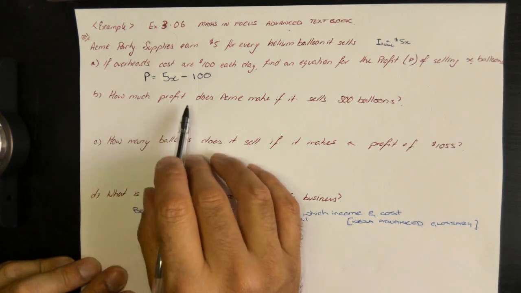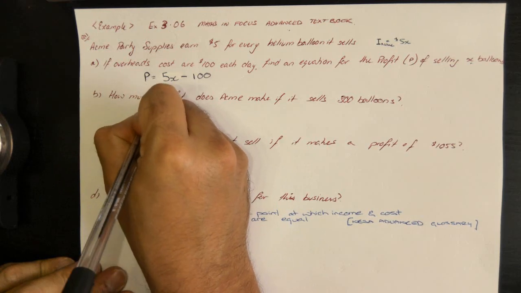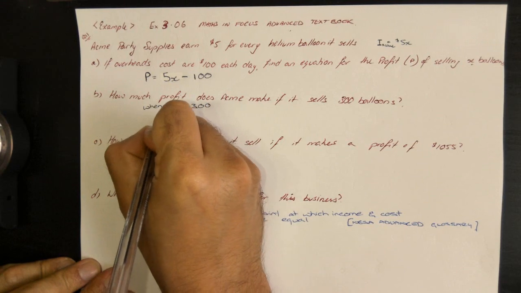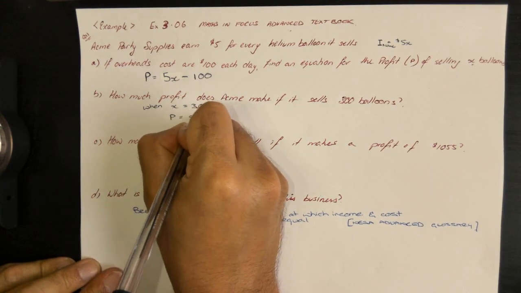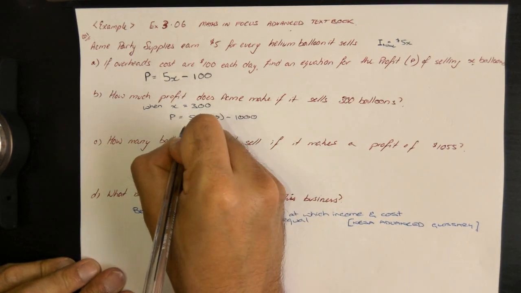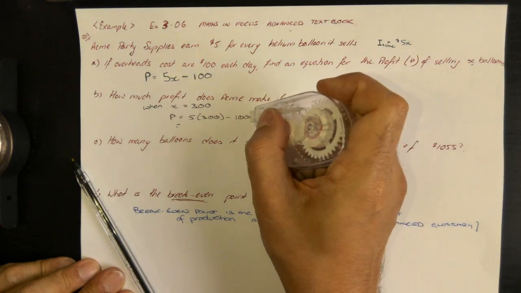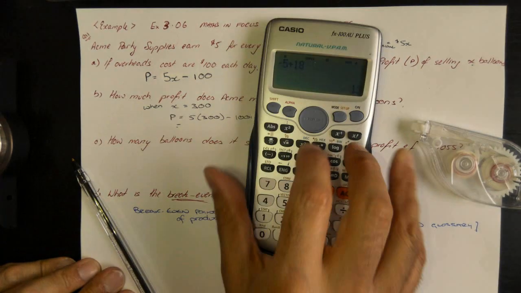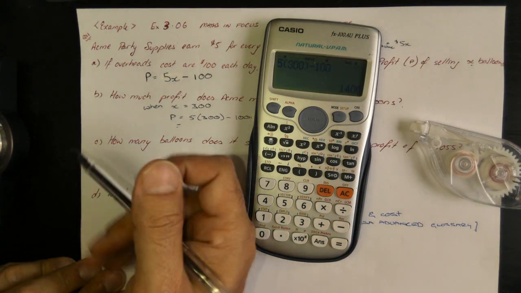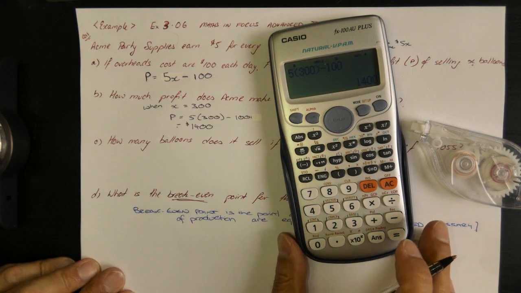So how much profit does Acme make if it sells 300 balloons? So when x equals 300, P would be 5 lots of 300 minus 100, sorry. So 5 lots of 300 minus 100 is profit of 1,400. Okay.